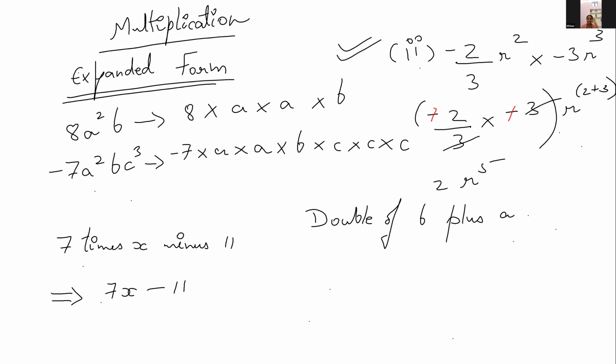But b raised to the power 2 can also happen, ma'am. That is the square of b plus a. Yes, double of b means that it will be 2b. In algebra, when we say double, it means that you put 2 with it. So it will become 2b plus a. Okay, like this.